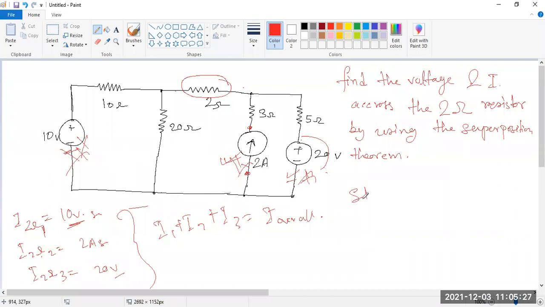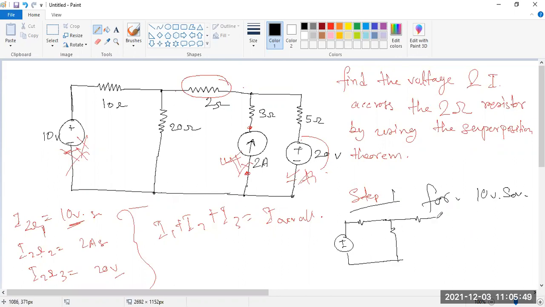Say step one, that is for the 10 volt source. So draw this diagram. This is 5, this is 1. But as it is a current source, you have to keep it open. So this is the 5, but this terminal should be short, as this is a voltage source.